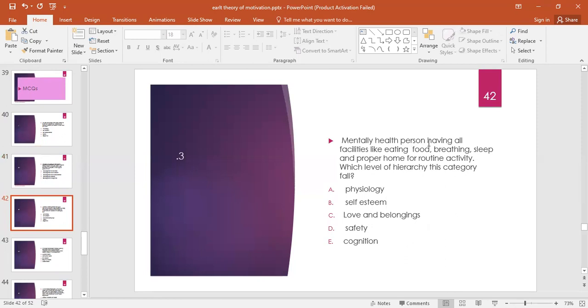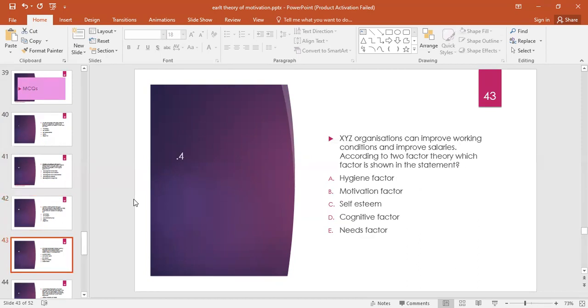A mentally healthy person has all facilities like food, breathing, sleep, and a proper home for routine activity. Which level of the hierarchy does this category fall in? Physiology, self-esteem, love and belonging, safety, or cognition? Physiology. A, right answer, physiology.